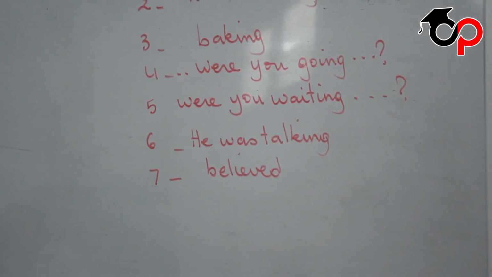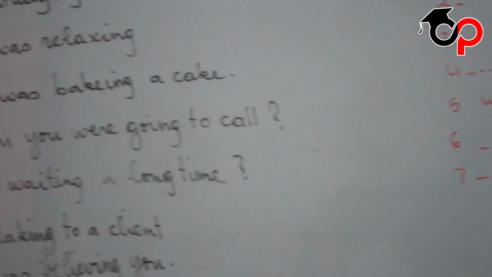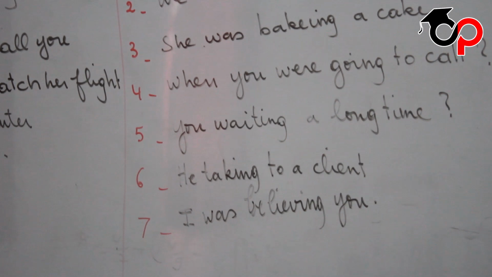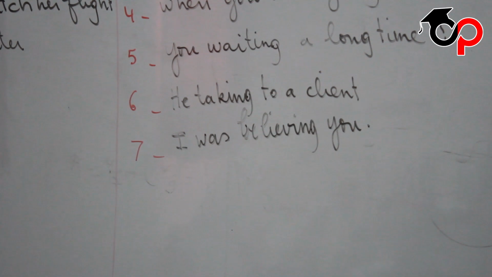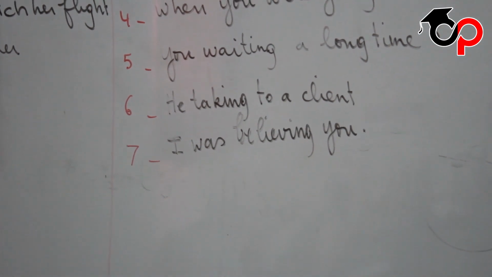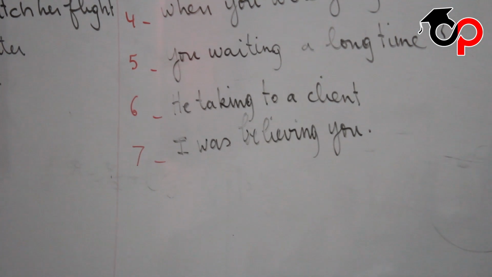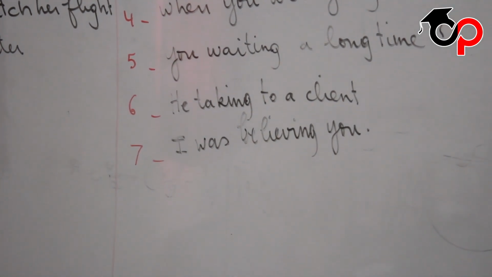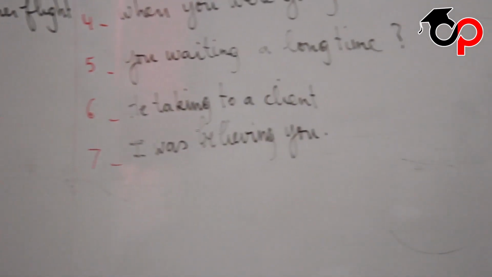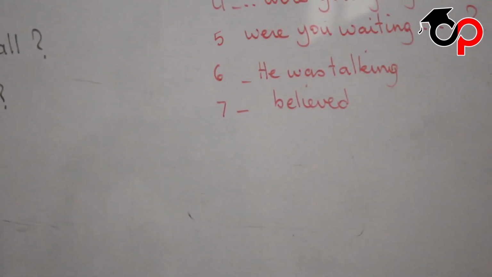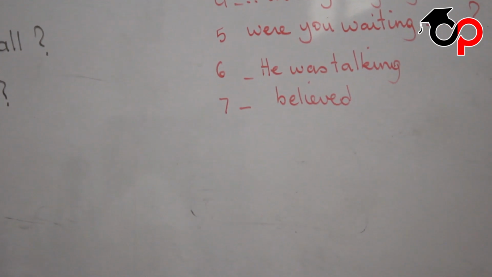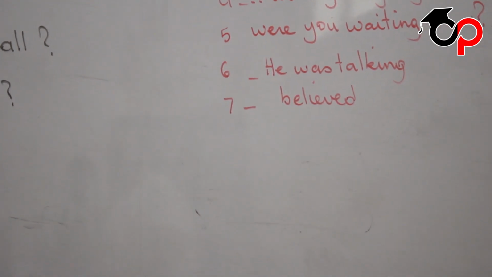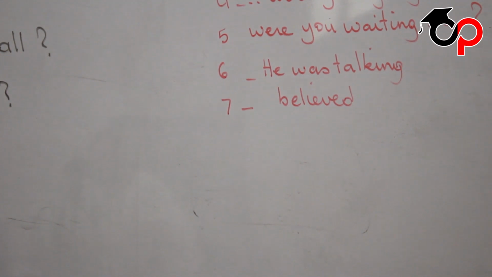Sentence number 5, I know you have noticed that there is a missing word. You waited a long time, it is a question. And what is missing? Yes, that's it. It's the auxiliary to be in the past. So what do we say? Were you waiting a long time? Or were you waiting for a long time? So we add the auxiliary to be in the past, that is were. And it comes at the beginning before the subject.